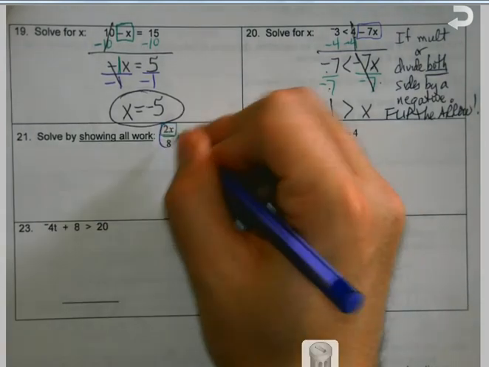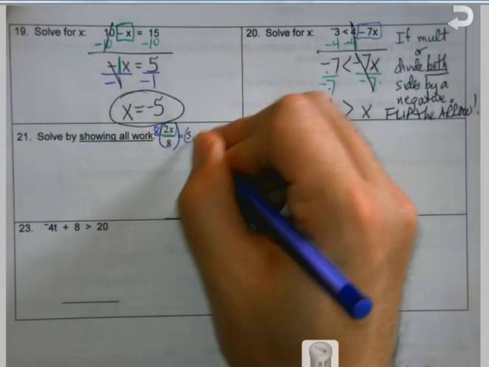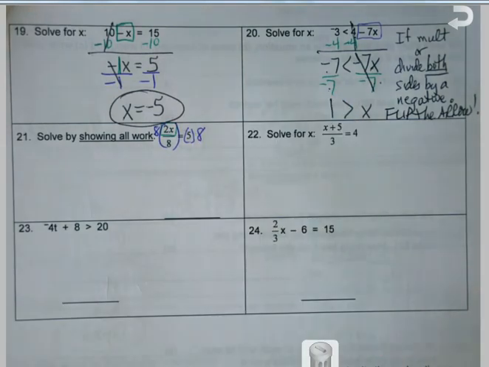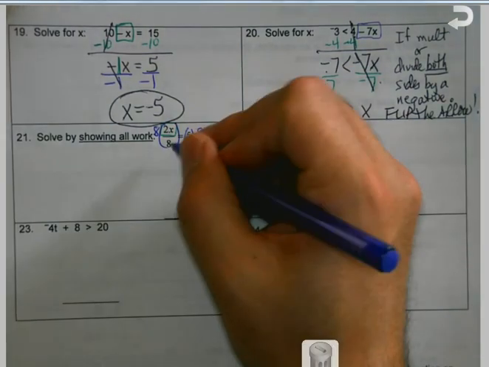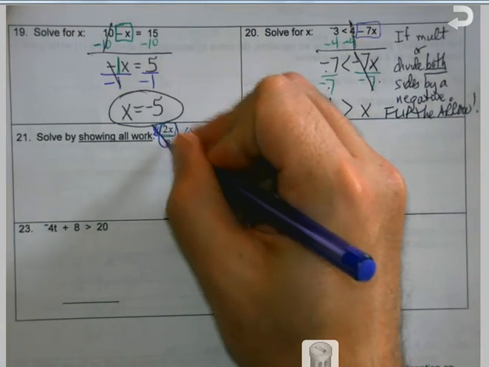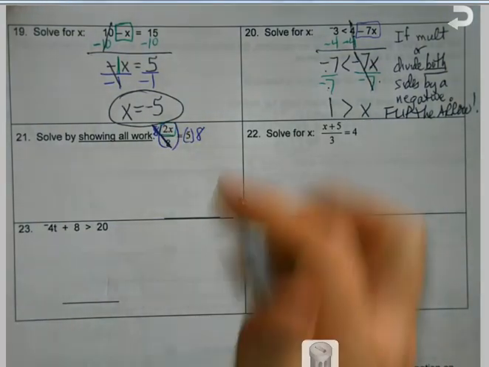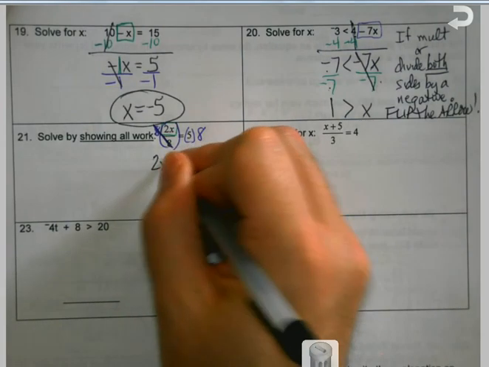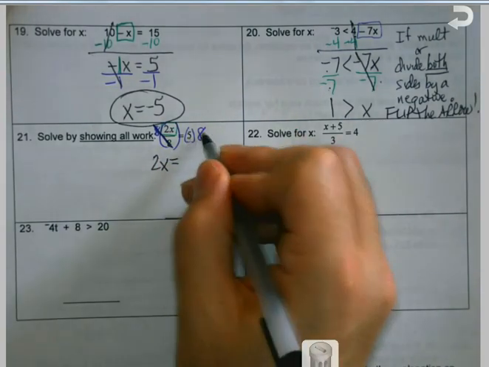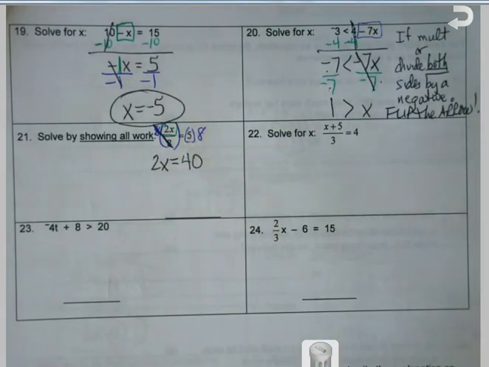Times by 8. And I'm going to do it to both sides. Whatever I do to one side, I got to do to both. I got to be fair. Now I got to be careful on the left. That 8's whole job is to just get rid of the fraction on this side. So I got 2x, and 5 times 8 is 40.